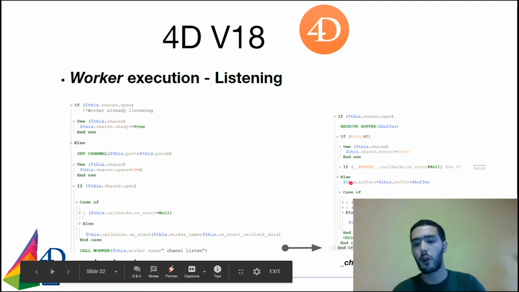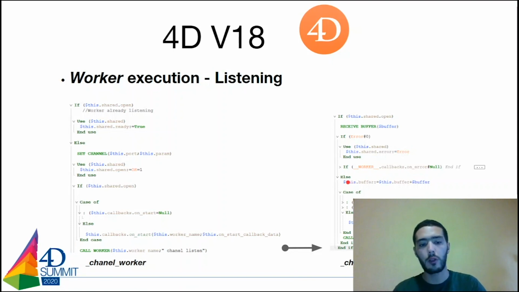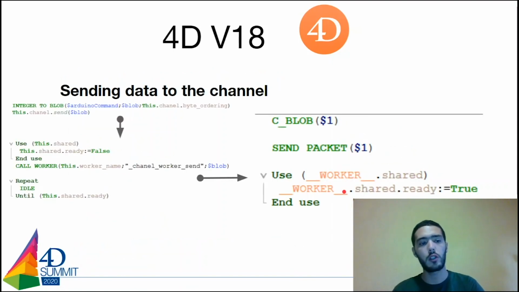Of course, in case we want to send data to the channel, we'll make a similar procedure. We'll check if the worker is actually free, and if it's free, we just call the worker with a channel worker send. That will actually send a packet to our Arduino and handle the concurrency of the shared object.